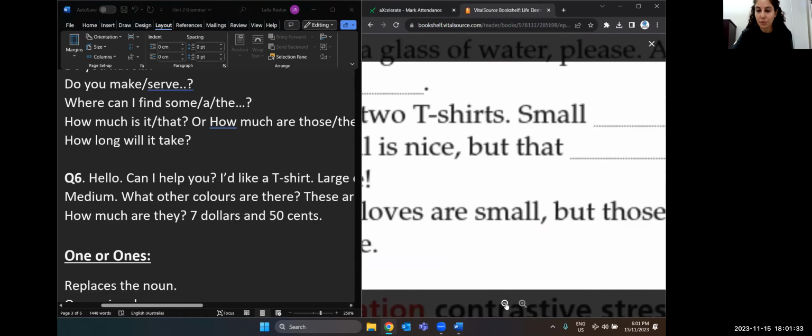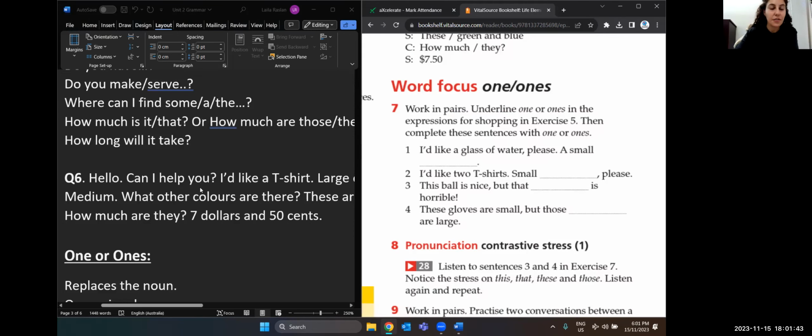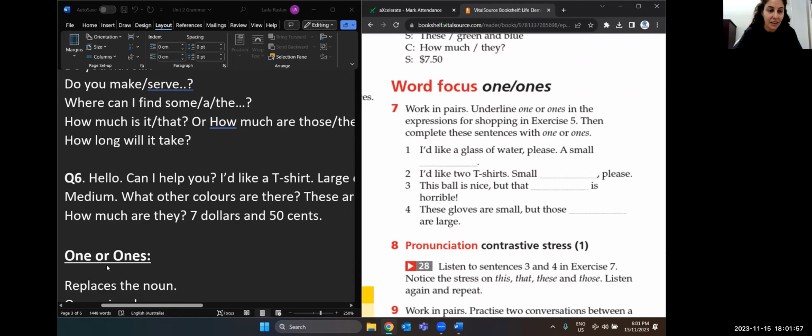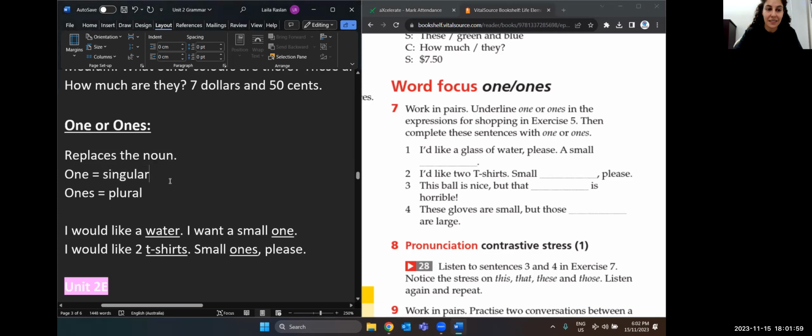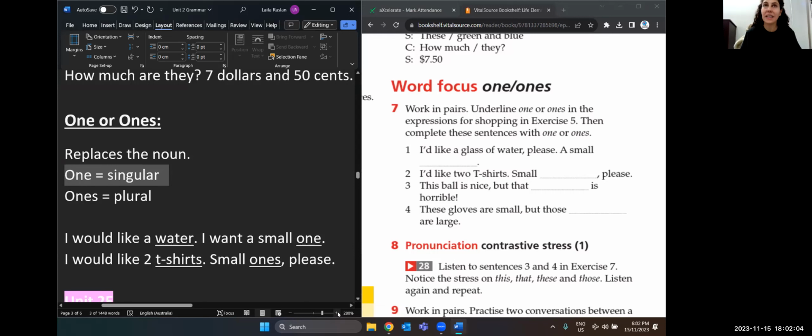Okay, so now we can, instead of always saying, like, I want a book, sometimes I need to replace it with the word one. And the same with the plural. I don't want to keep saying books, books, books, books. I need to say ones. So for example, I'd like a glass of water, please. And I don't want to say a small water. I don't want to repeat the noun, the object. So I say a small one. One because it's singular. I want a small one and a cold one.